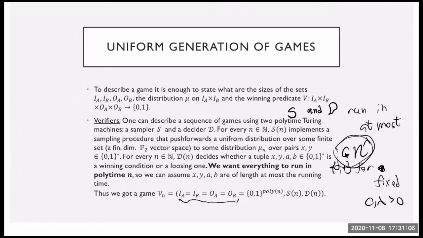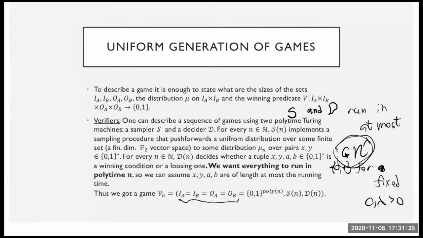So my claim is that although I didn't give you the size of IA, IB, OA, and OB, we can assume this is the size of IA, IB, OA, and OB, and this generates a sequence of games. Any question about this uniform generation of games? It was a bit technical, but I think it should be quite straightforward.